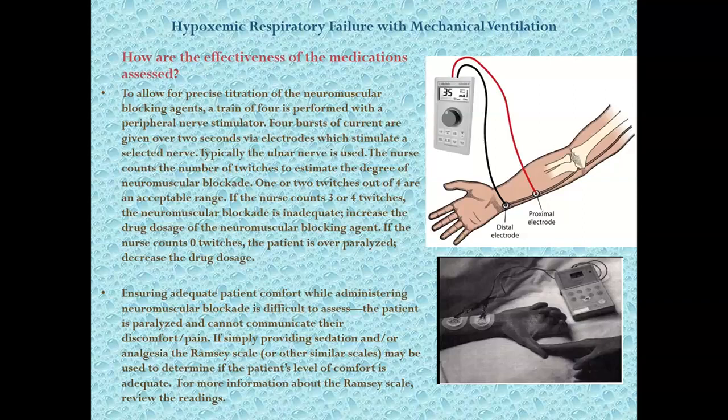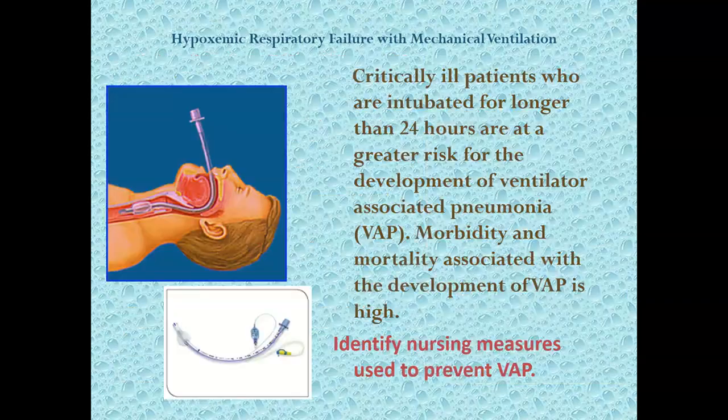And there are a lot of different scales out there that are used. One is the Ramsay, then there are some other ones. You're not going to be asked about those scales. Just know that there is a scale that can help you determine whether the sedation is adequate. And then the train of four is very specific for the paralytic agent.